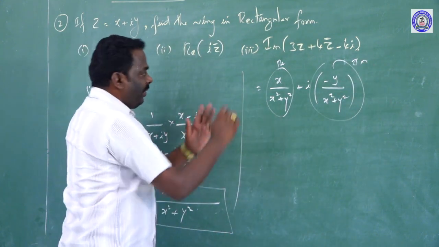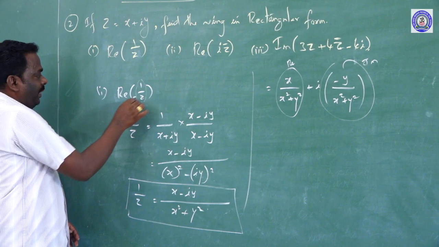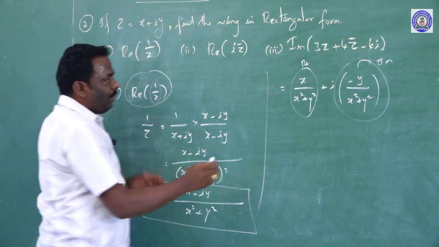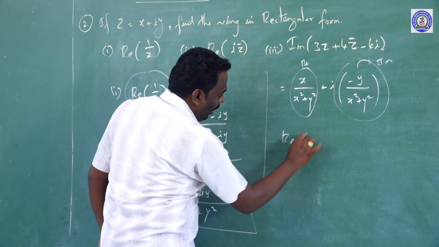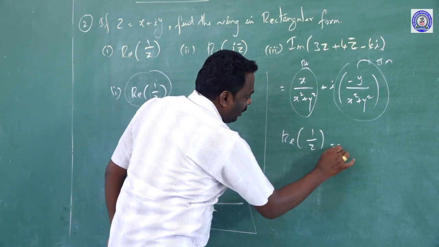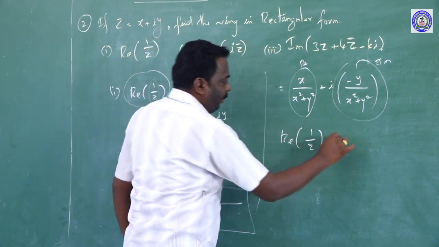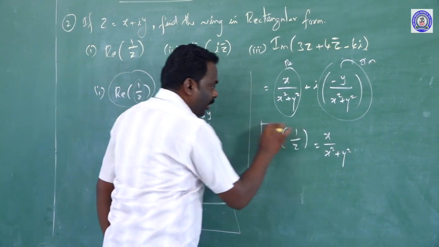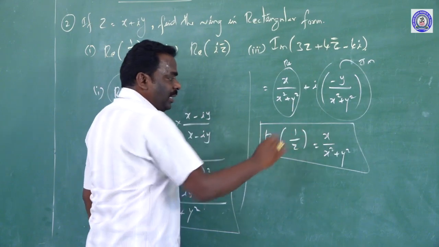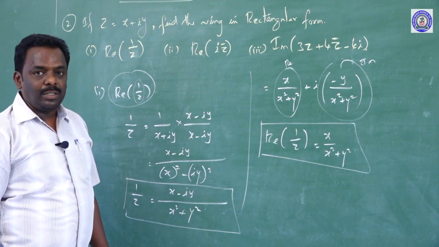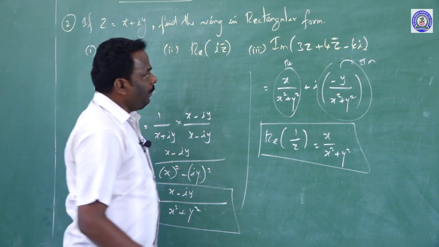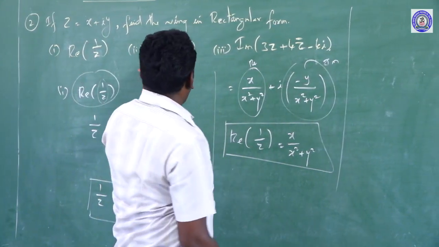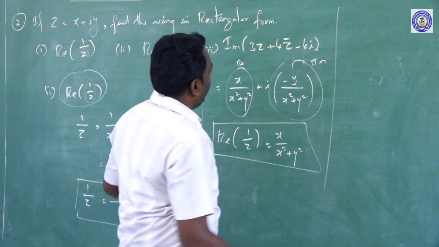In the last simplification, we collect the real part of this expression. The real part of 1 by z equals x by x square plus y square. Therefore, the real part of 1 by z is x by x square plus y square. Similarly we find the other sums by the same method, and second one is the same method, so come to the third one.